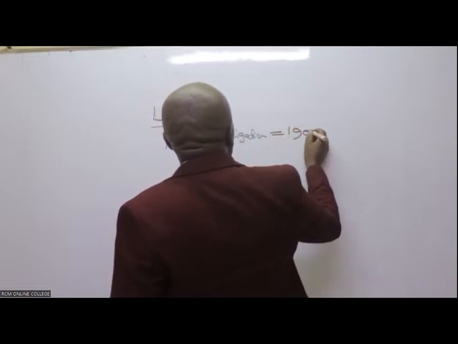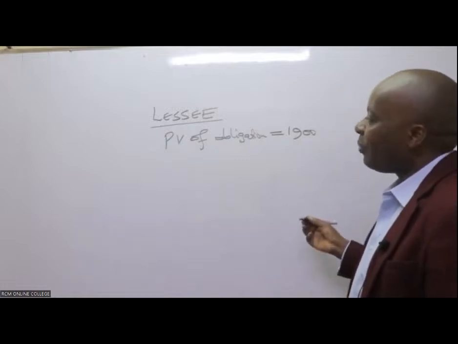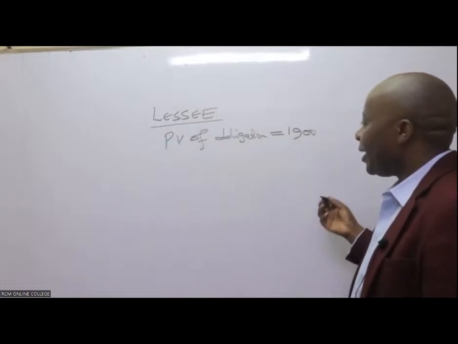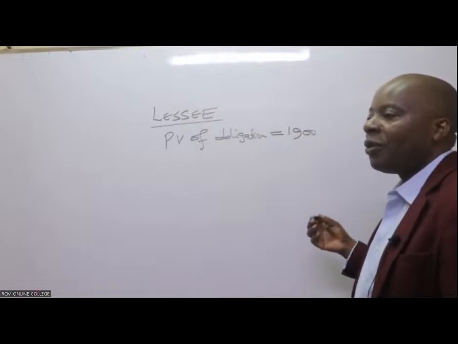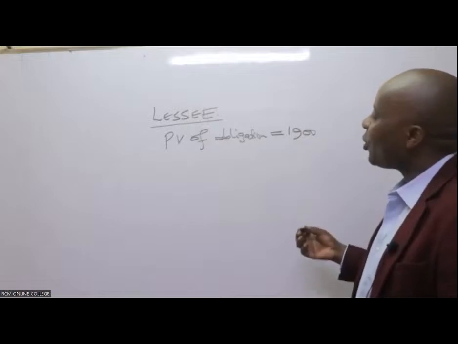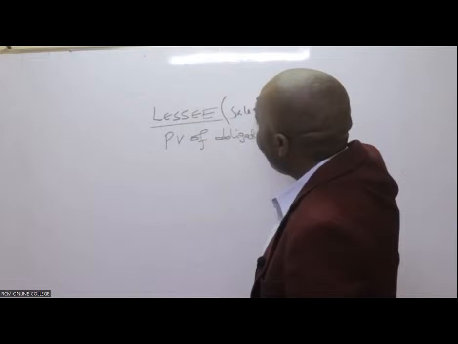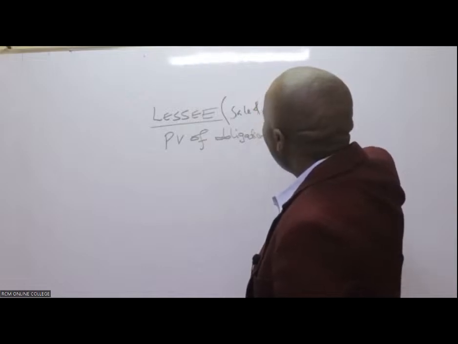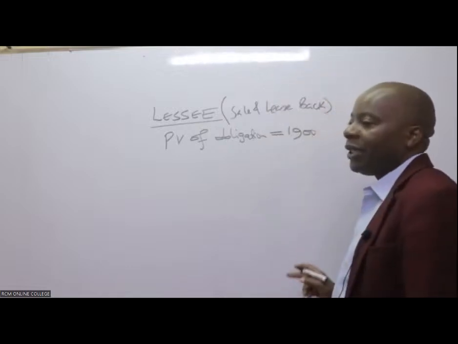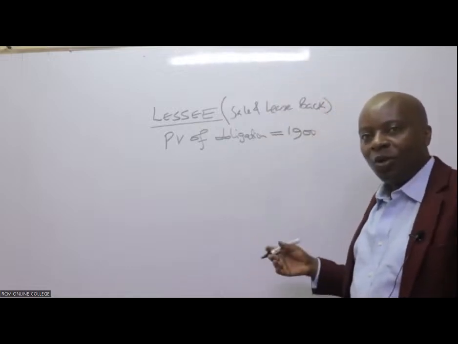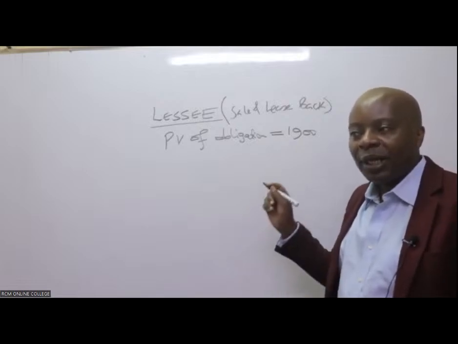I always like chopping off 3 zeros for millions. So the present value of this obligation is 1,900. Once you give me this present value of the obligation, remember, ladies and gentlemen, this is a sale and lease back. So you can't tell me that this amount will be the right of use. No, there is a special formula of getting right of use, and I'll not apply that special formula here.